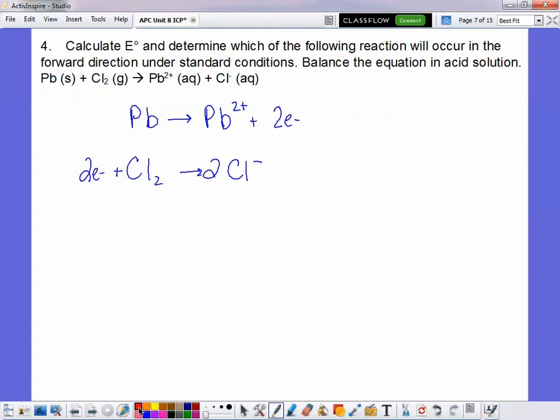Which one of these is my first half reaction? Oxidation. And my second half reaction is? Reduction. All right, wonderful. So for my overall equation, we don't have to worry about multiplying anything because we had the same number of electrons being lost as being gained. The only thing we really did was add the 2 in front of the Cl minus.